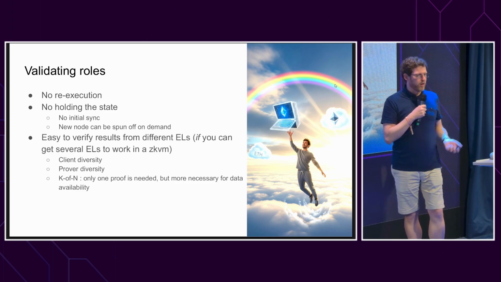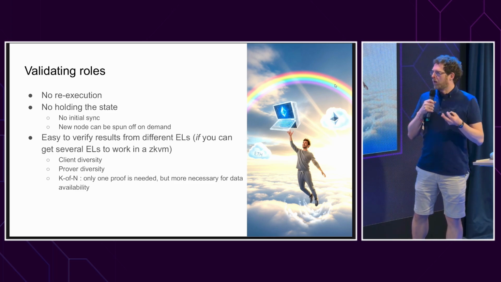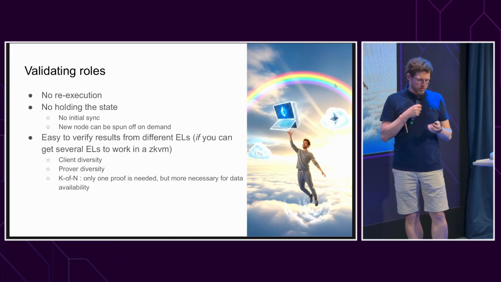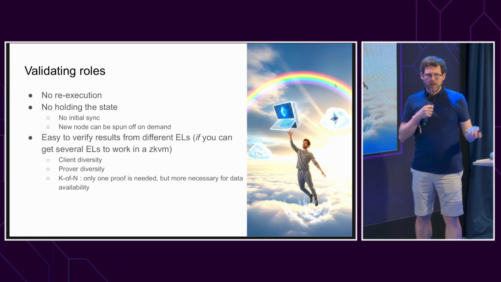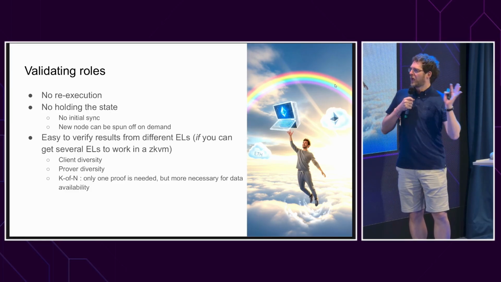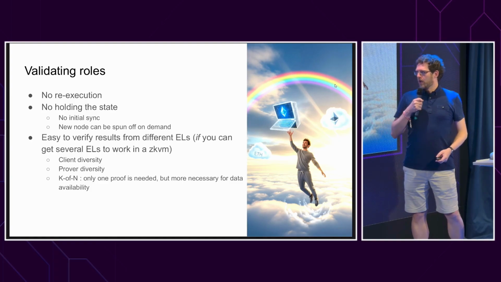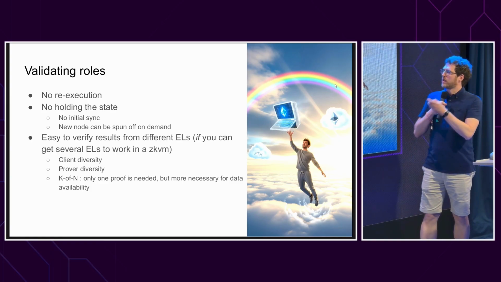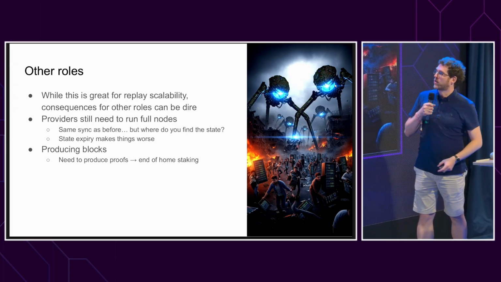You could also have prover diversity. All you need to do is have several provers, and indeed we want to have that because producing proofs is very expensive. We want to make sure that if one prover defects, we have backup plans. And then I'm going to skip the rest because I don't have as much time as I thought.